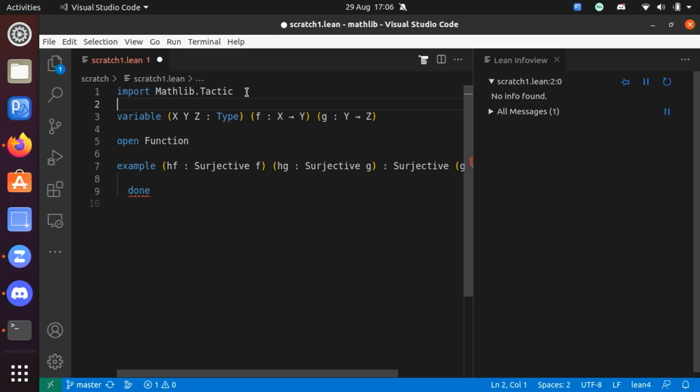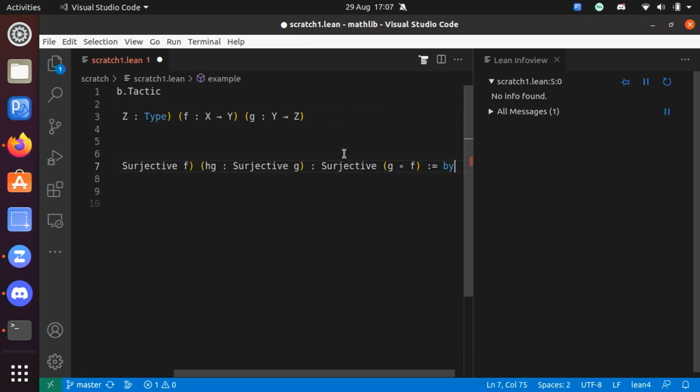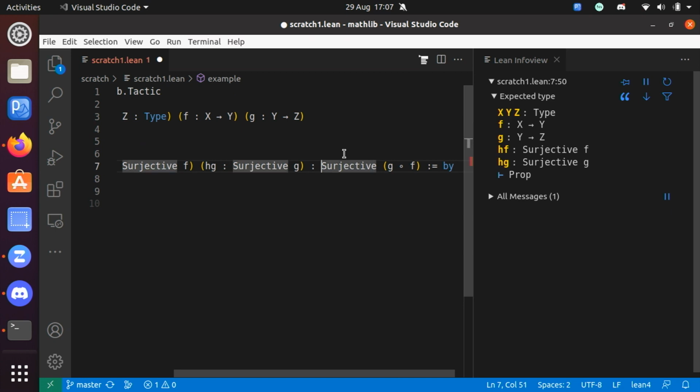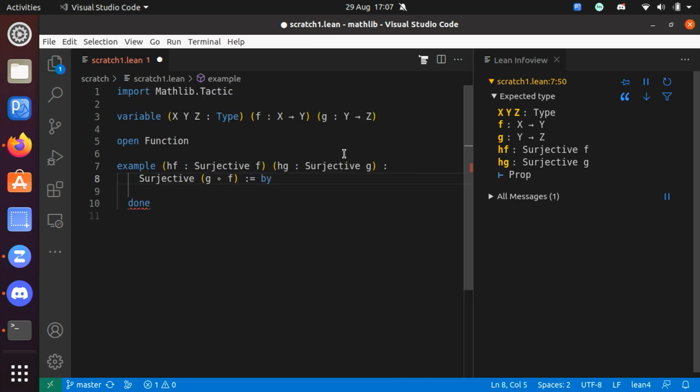So x, y, and z are sets, but I've called them types. And f is a function from x to y, and g is a function from y to z. I want to show you that proving a theorem is the same as playing a computer game. So let's put that over there. Great. The exciting theorem I decided to prove was that the composite of two surjective functions is surjective.